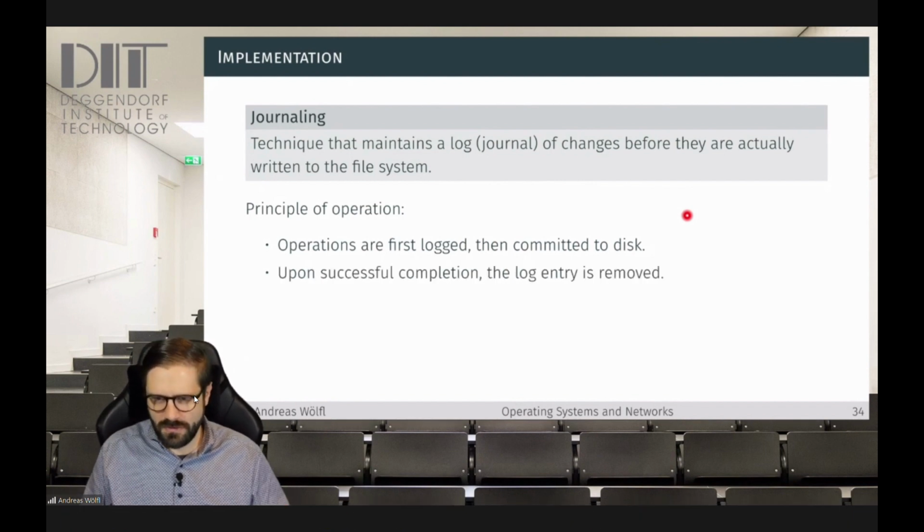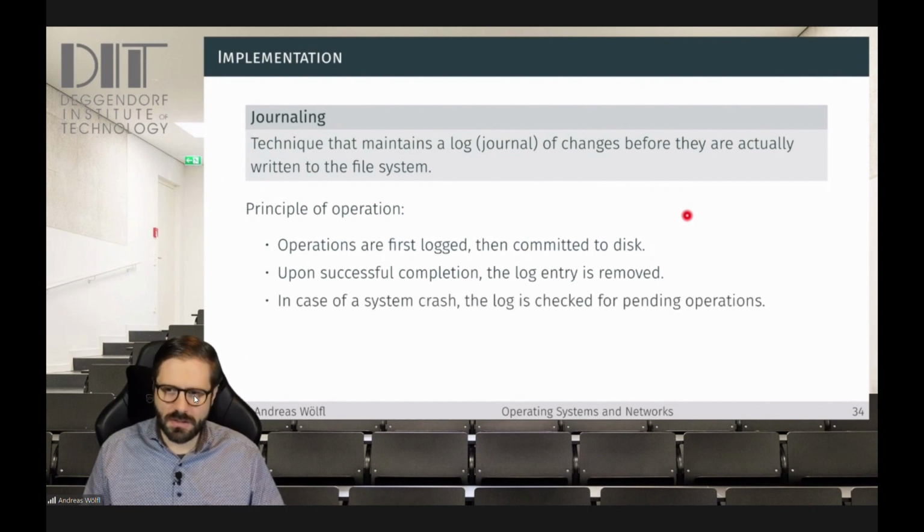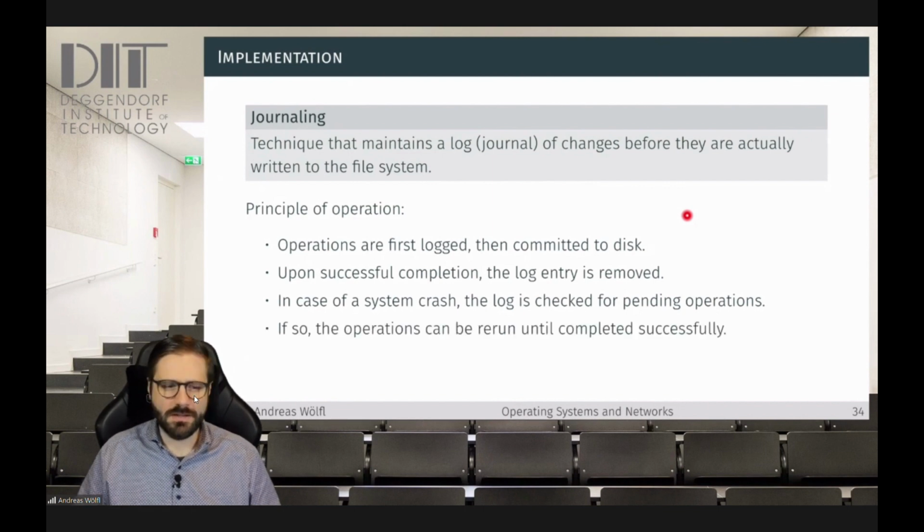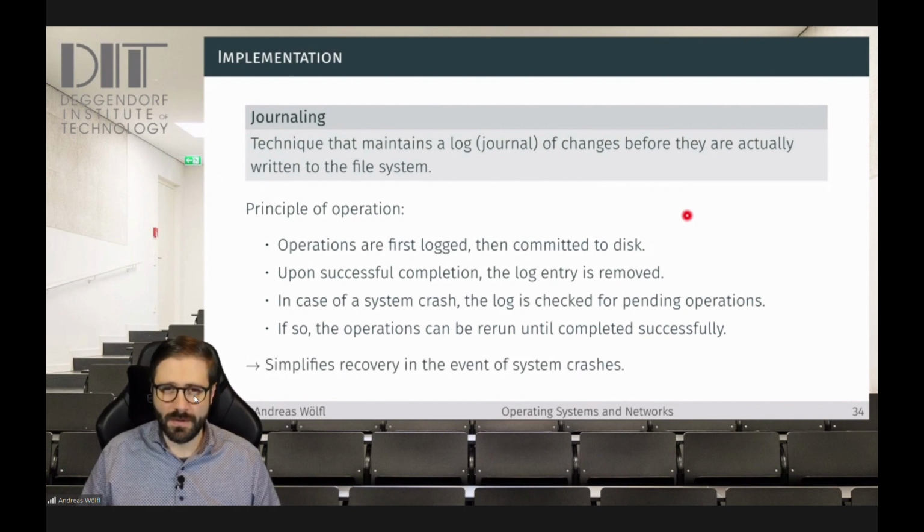And if it's successful, well, the log entry is removed. And in case of a crash, the log checks for pending operations. So we can rerun them until they are completed, and this simplifies the recovery. Basically, any file system that we use today uses journaling. So the Linux file system ext4 uses journaling, NTFS on Windows uses journaling, and the Apple file system uses journaling as well.